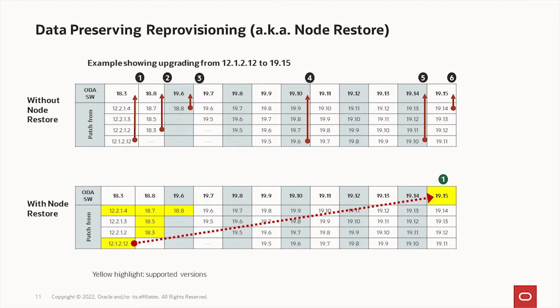Next slide. And Paul, quickly, I just want to mention that this example shows only 12.1, but obviously customers can go from any of these yellow ones here to the last one. And then over time, we'll test additional combinations so that we will allow you to do more of this type of direct jump to the latest version of our software.